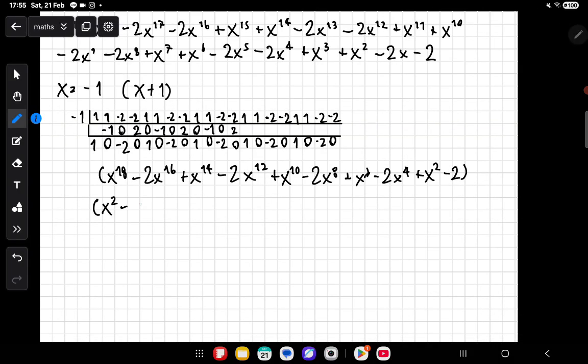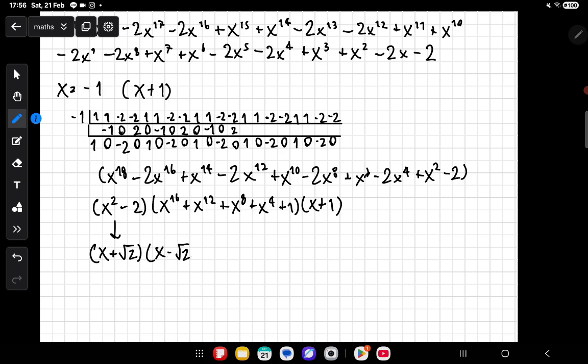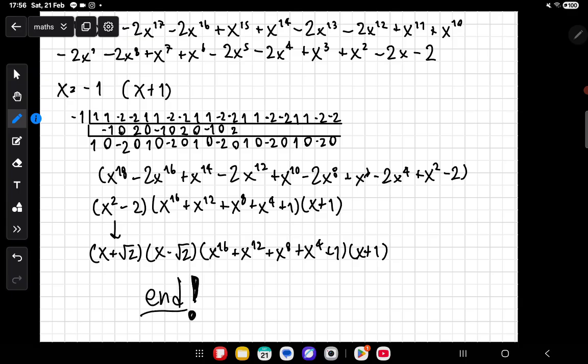Then assuming that you already have knowledge in factoring polynomials by grouping, you will know that you can use x squared minus 2 to make it x to the power of 16 plus x to the power of 12 plus x to the power of 8 plus x to the power of 4 plus 1, and with the x plus 1, of course. Then factor this even more into x plus root 2 multiplied by x minus root 2. Then add the rest in, like I'm doing here. And there's your answer, and that's the end of our synthetic division tutorial video. So thank you for watching. Bye bye.